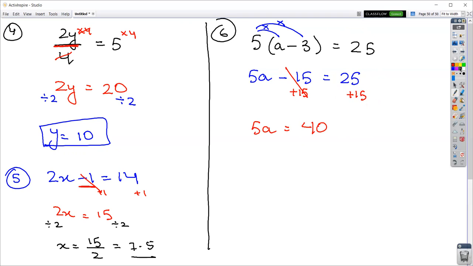Now still we have to find out the a value. So we divide by 5 on both the sides and then it would be a equals, how many 5 makes 40? It would be 8.